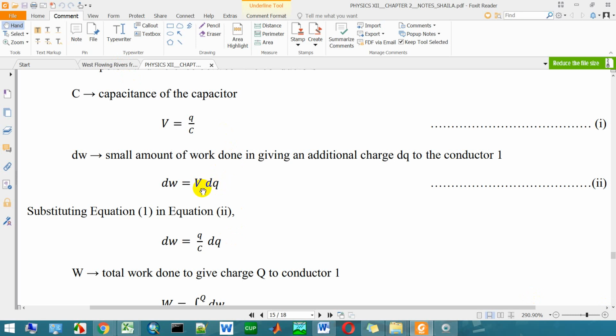This expression actually comes from the concept of potential difference, electrostatic potential. Electrostatic potential is the amount of work done to bring the charge from one point to the other point. So here this is the work done when we deal with the charges and potential. So this is equation 1 and this is equation 2.